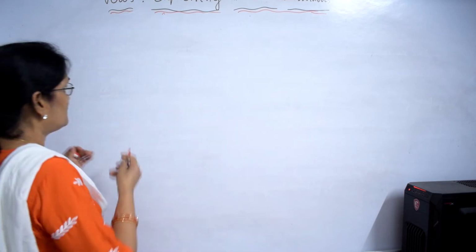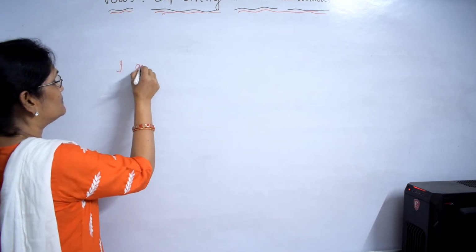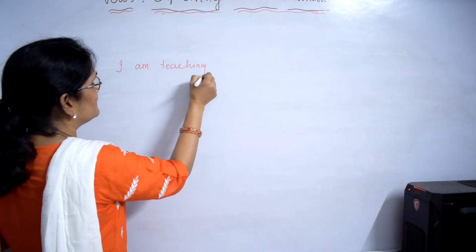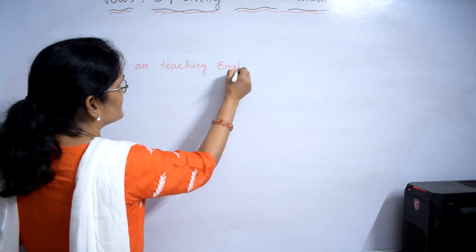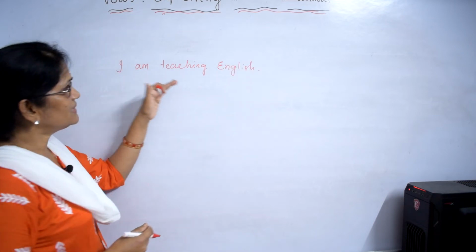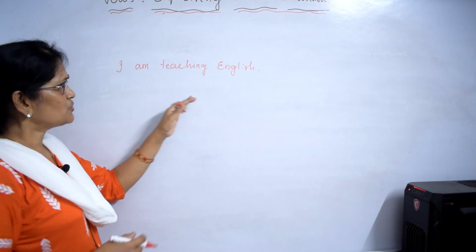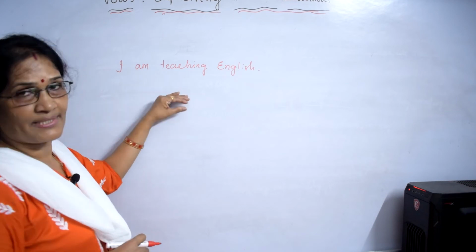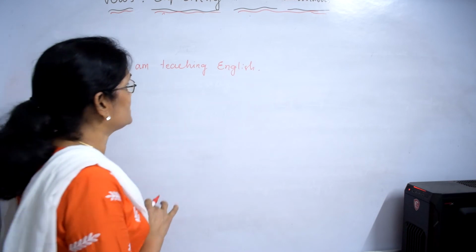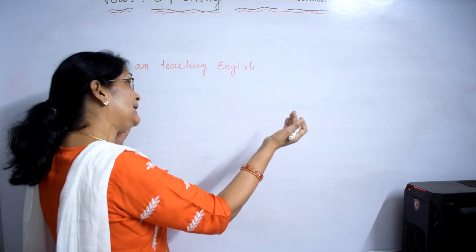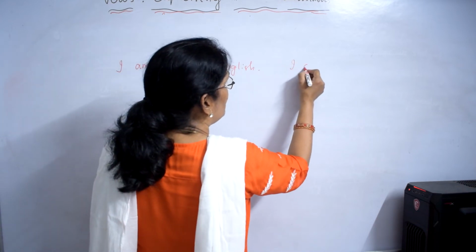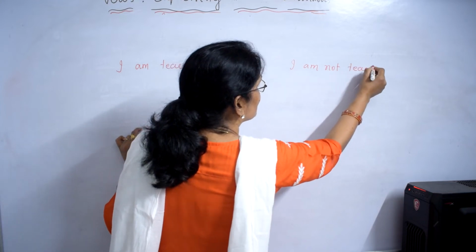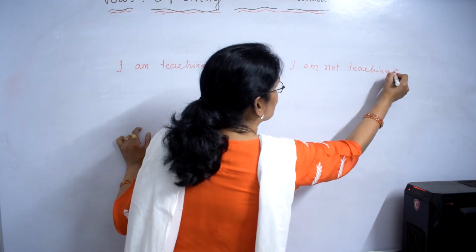Let's see. Suppose the sentence is, I am teaching English. The question is, change the sentence into negative interrogative. Students make a mistake by just putting not in the sentence. So what should be done? In this case, you can change the sentence into negative. So what will it be? I am not teaching English.